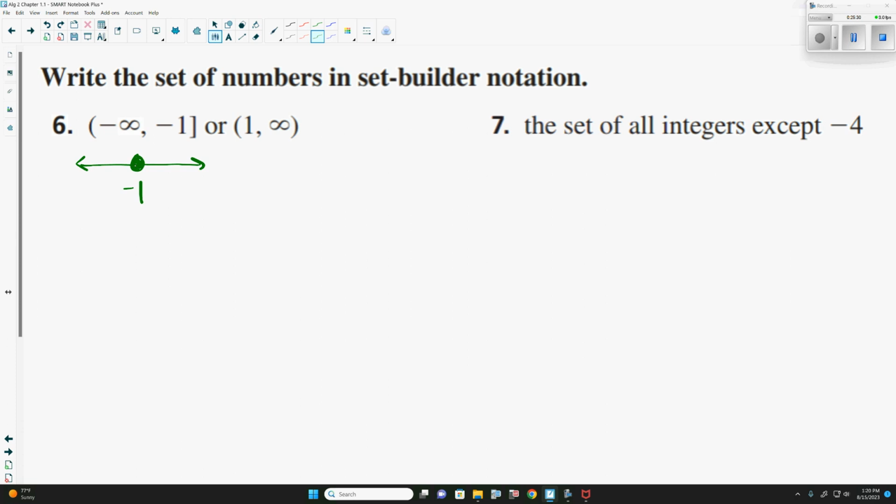Now are we going to shade to the left or to the right? Left because it is negative infinity. It is less than it, yes? So here we're saying what? X is less than negative 1, yes? Is it missing anything?